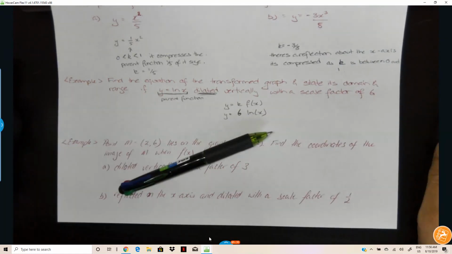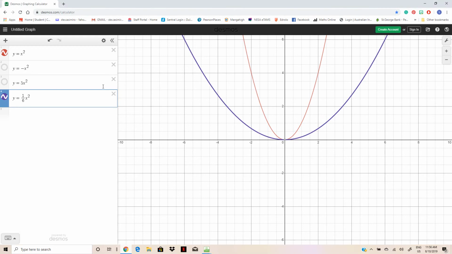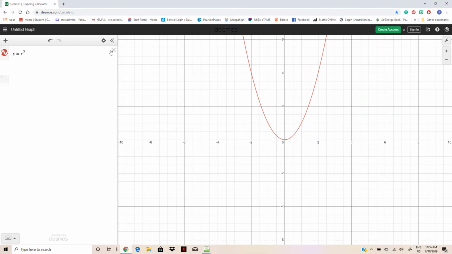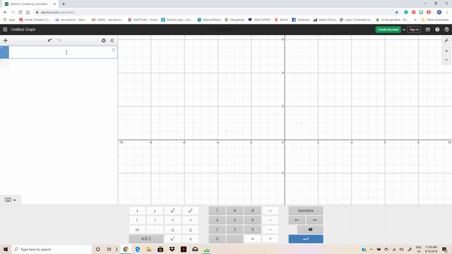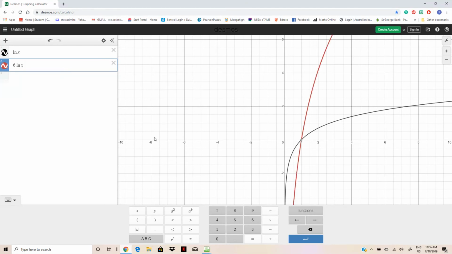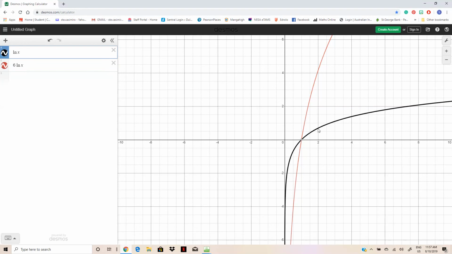So let's see what that looks like using decimals. So we get log of x, and now we're going to change it to a scale factor of 6 log of x, and you can see how it stretches the values up along the y-axis. Okay.